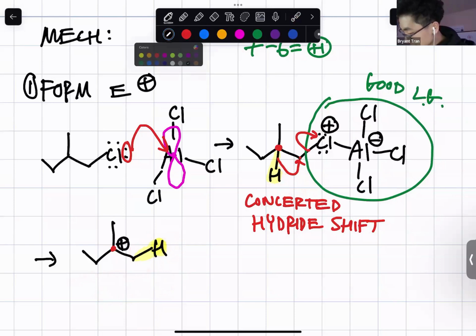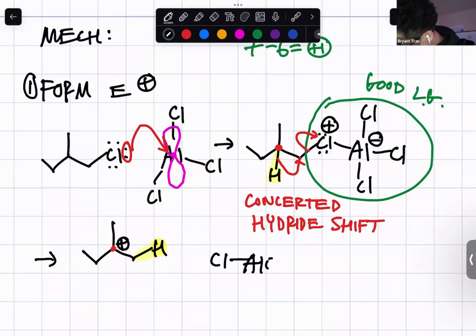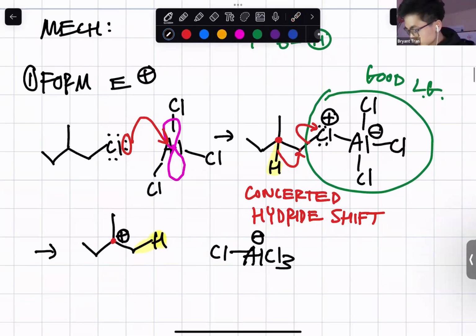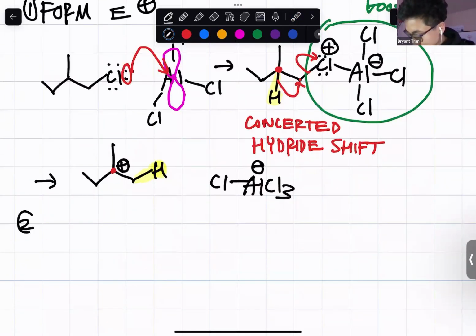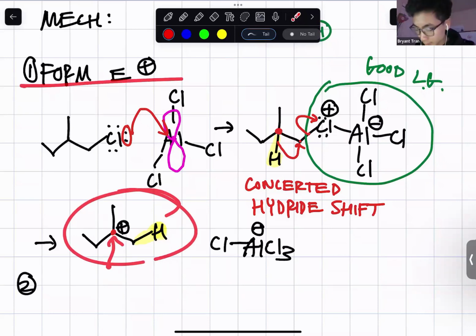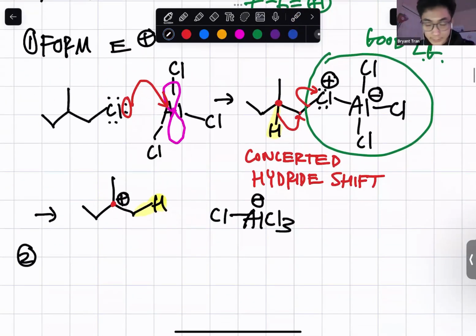Okay, and now if this is a mechanism, include everything. So the leaving group that left is this negatively charged AlCl4, aluminum Cl4. Okay, so now let's do the second step. That's always the hardest part, the first step, forming the electrophile. This is our electrophile here, that positively charged carbon, right? It's different for each reaction. Now let's do the second step, which is addition.